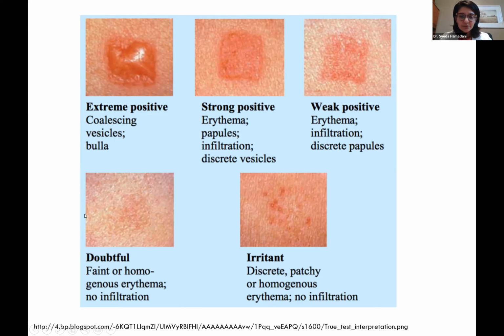Sometimes you can have some doubtful or irritant reactions too. Doubtful is going to show very faint or homogeneous erythema and no infiltration. And irritant is going to show discrete patchy erythema, but there's not going to be infiltration. So you don't actually see the demarcation with these as you do in the positive settings.